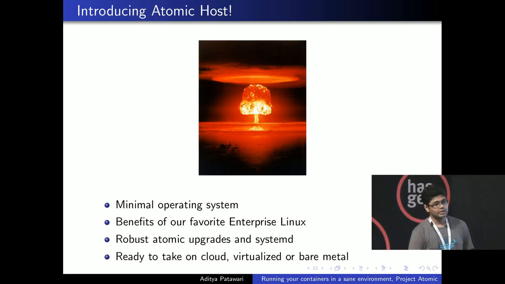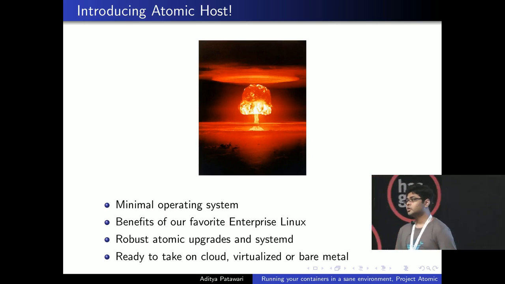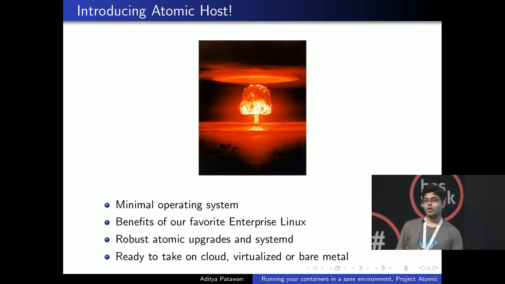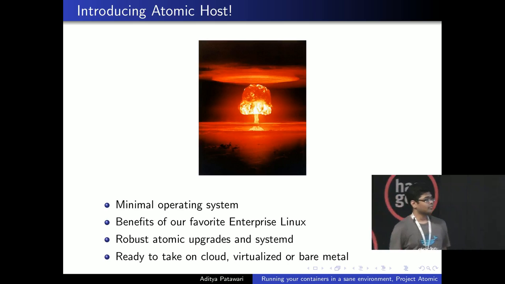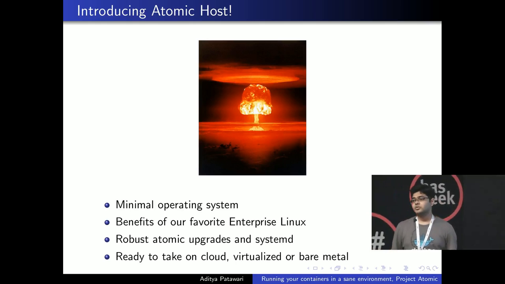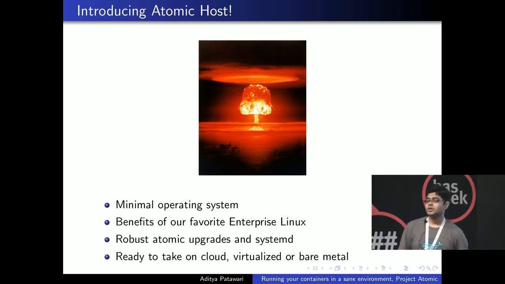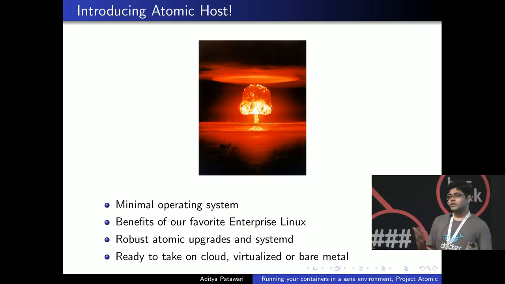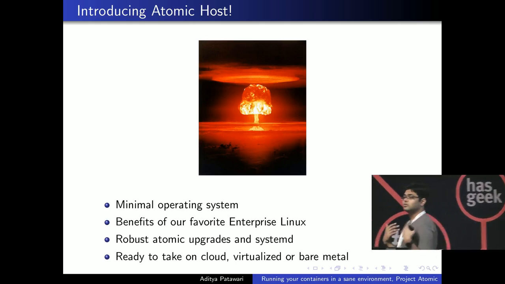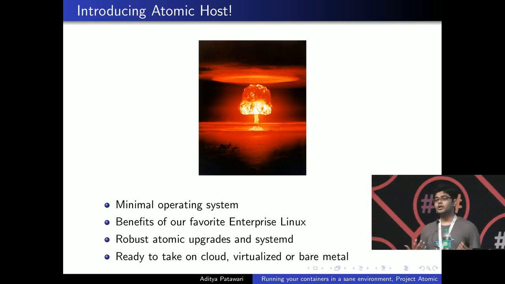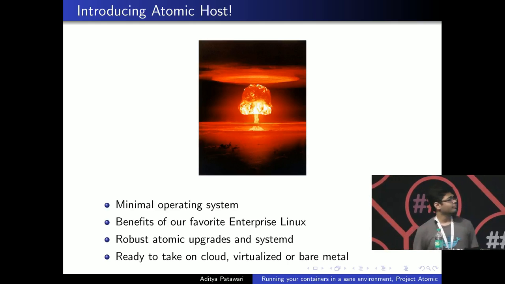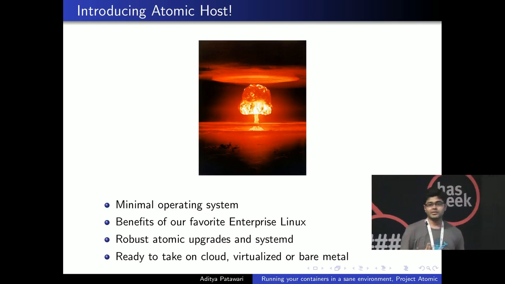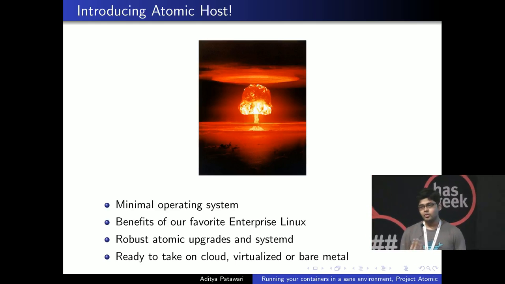So the first component which I'm going to introduce you to is the Atomic Host itself. Now, Atomic Host is a very minimal operating system. It's based out of the RPMs which are coming from Red Hat Enterprise Linux or CentOS or Fedora Linux. So basically, you get the same Red Hat, CentOS and Fedora quality which you are already familiar with. It has robust atomic upgrades, systemd and rollback processes.